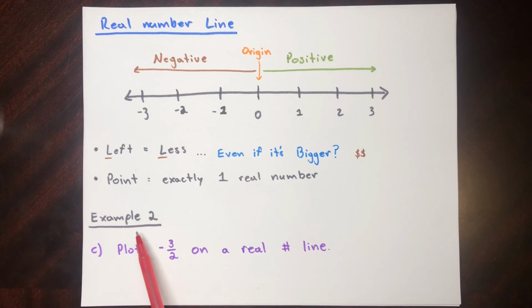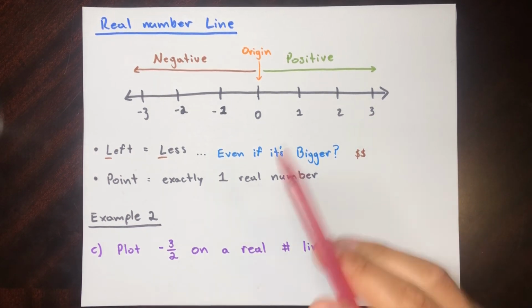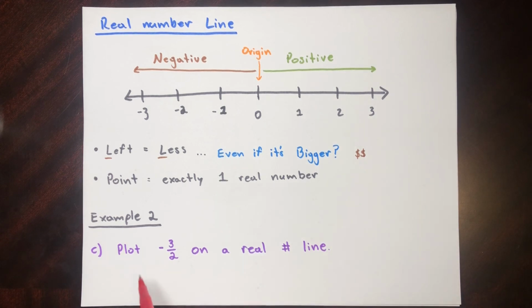On example 2, you're gonna go ahead and work out question C, where you're gonna plot -3/2 on the real number line. Go ahead and do that problem, and then the video is gonna go ahead and finish, but you're gonna do problem example 2. I wrote it out here. Go ahead and do it, and then we move on to the next video.